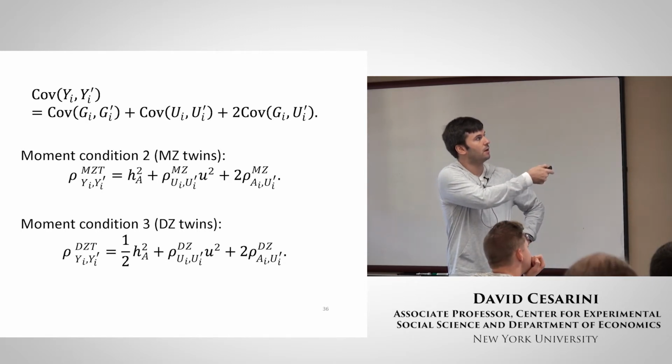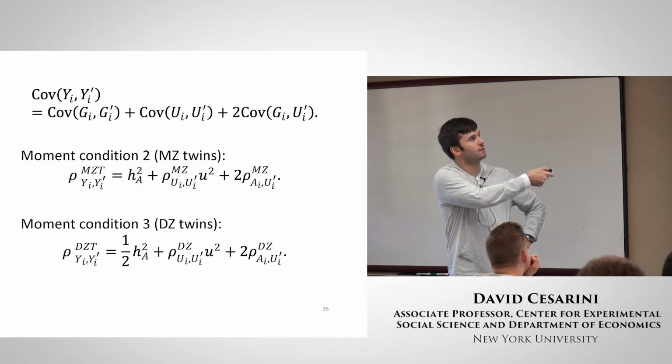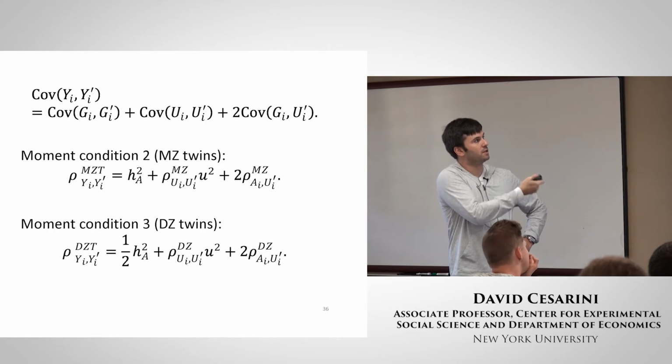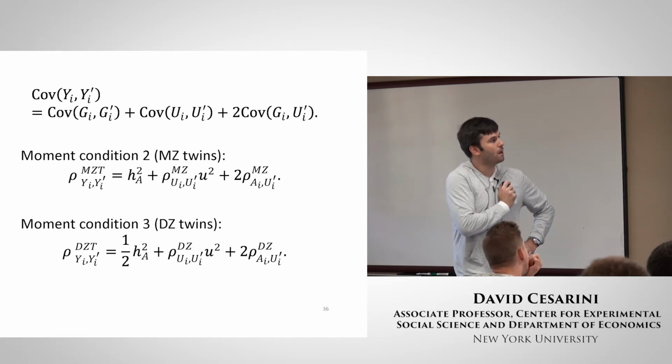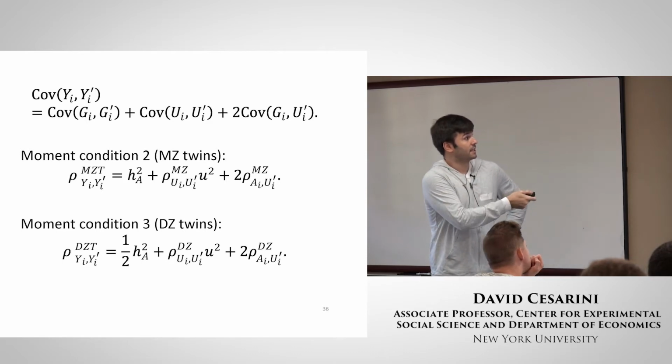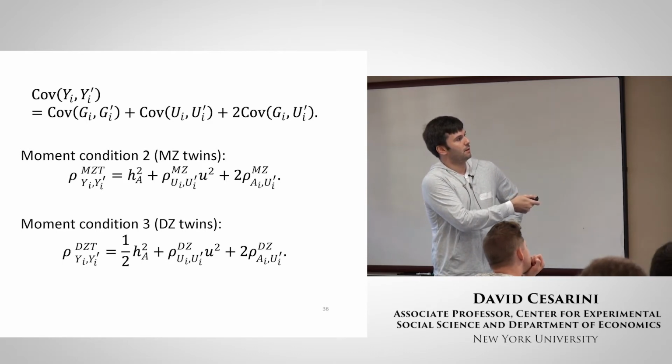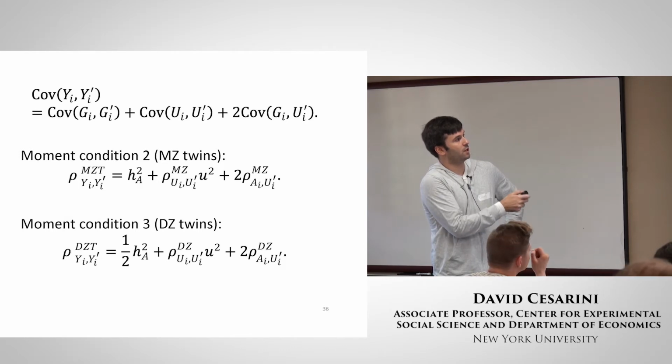That's this term. It comes from the fact that G_i and G_i' are the same thing, and because these variables are standardized and have the same variance, and because we assumed that all the gene action is additive, we can replace G_i by A_i, and the covariance of the two is just the variance because they're the same. The second term is going to be the correlation of these two terms times U squared, and the third term is going to be a covariance term.